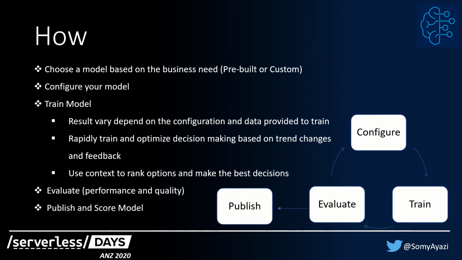So how does it work? We choose a model based on the business need that we have. We configure our model based on the need that we have, and then we train our model. The more sample data that you provide to your model, the more accurate your model will become. So what we do is grab a subset of data and configure our model.